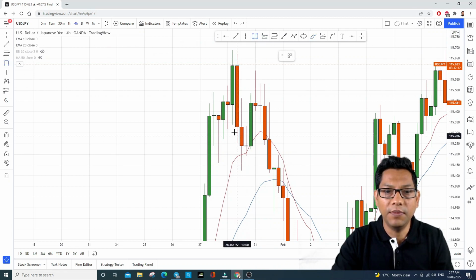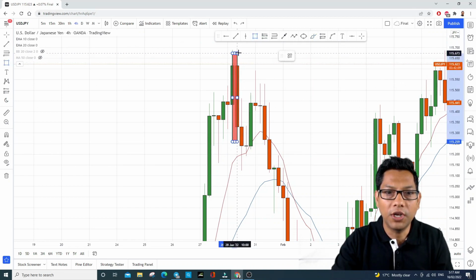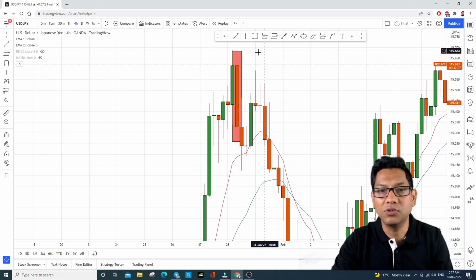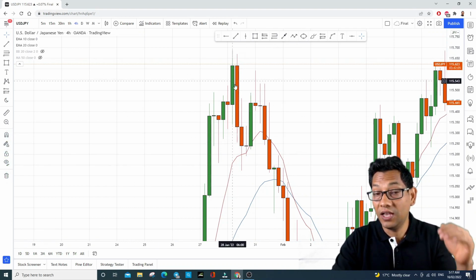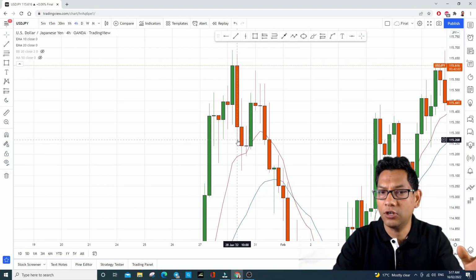So first of all, let me show you after this big move what you see as a strong move to the downside. So the sellers started to become strong, not yet in control.